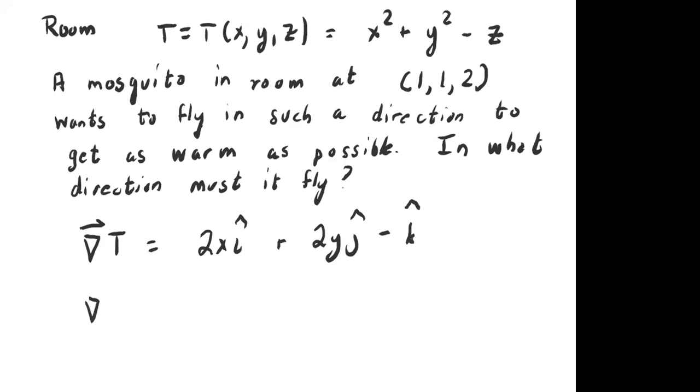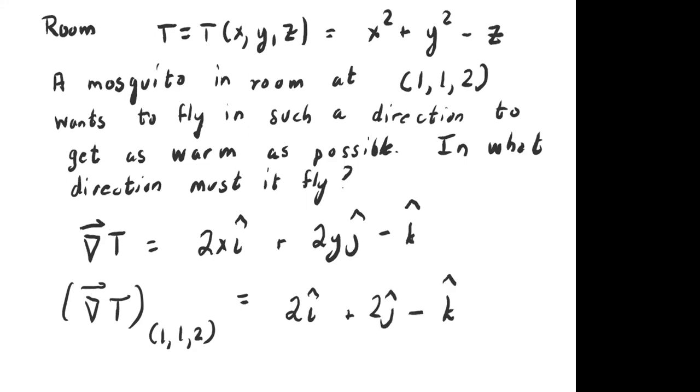But again, my mosquito is initially at the point (1, 1, 2) in the room. So I have to evaluate this vector at that point. That tells me where my mosquito starts. And the answer is my mosquito has to fly in the direction of this vector, 2i hat plus 2j hat minus k hat. So the gradient of a scalar function is very special.